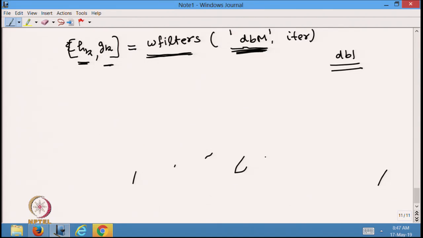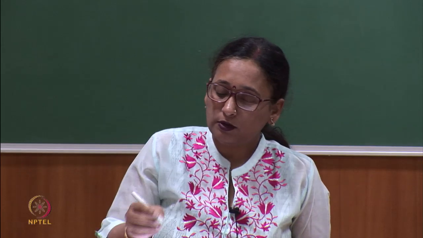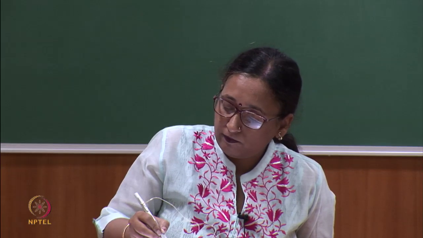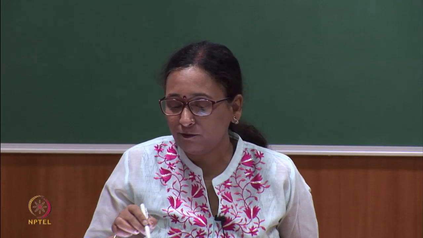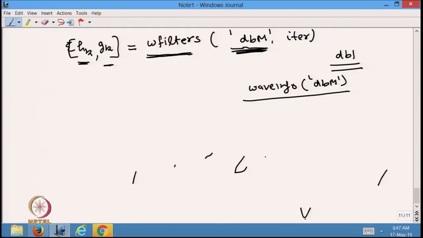If anyone wants to know the information about this function, you could type in MATLAB waveinfo, dbM. It will give you complete information about Daubechies' wavelet. The inbuilt function is waveinfo. If later we study some other wavelets, we can type waveinfo and the name, of course you should know the short form before typing, otherwise how can you type it. So one can try this if you want to know more about this category of wavelet.